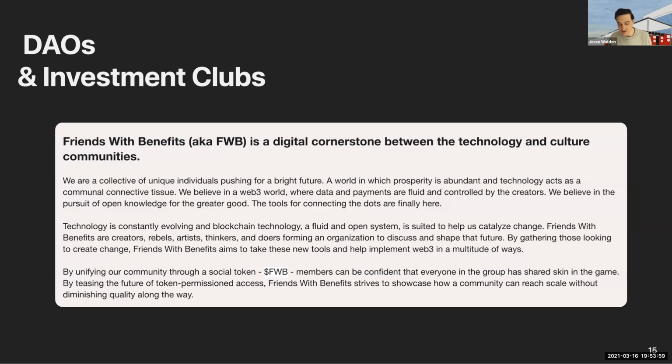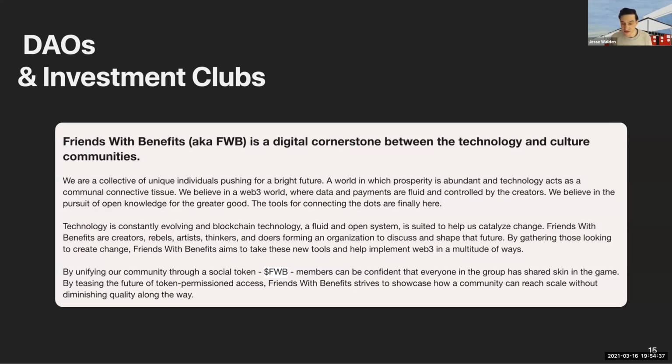Friends with Benefits is a really interesting community that is tokenized. What that means is, in order to access the community, you need to buy their FWB token. And they describe their mission statement as a cornerstone between the technology and culture communities. So in this gated Discord that stands behind 55 FWB tokens, there's just tons of creators and Web3 folks like myself who are deep on exploring all the intersections of these two worlds.